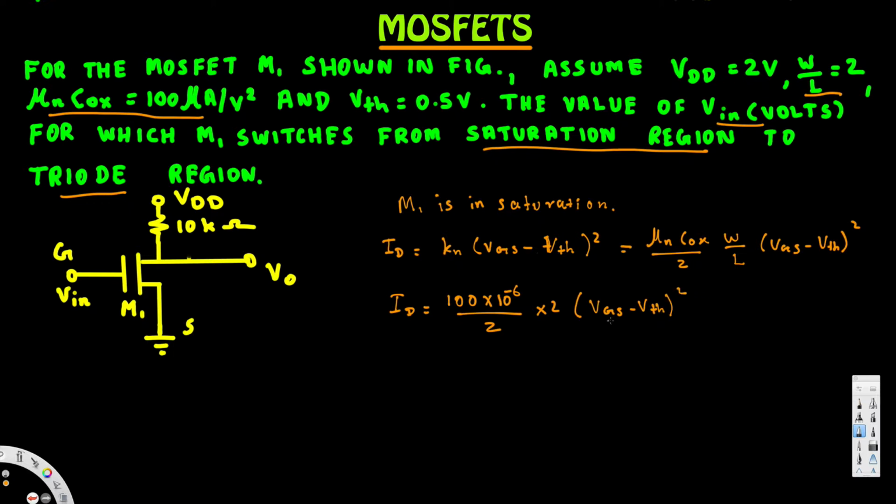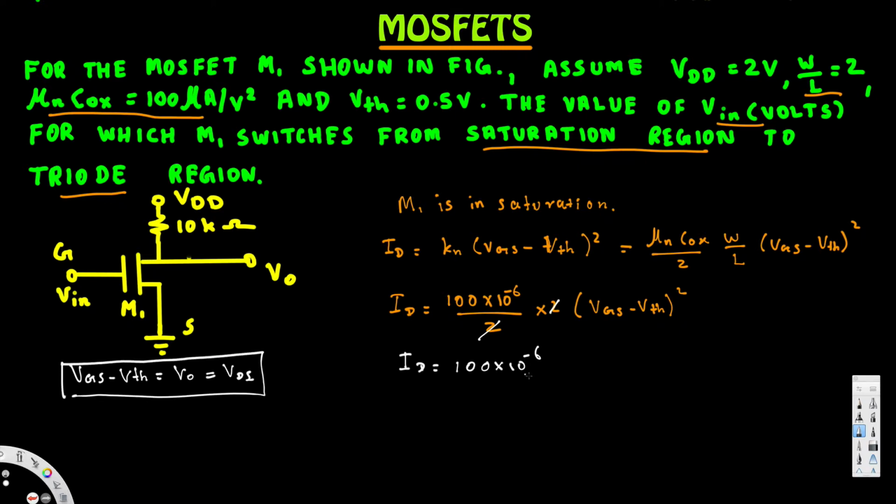Okay, now this VGS minus V threshold is nothing but this V output, or in other words we can say VDS. So let's equate that: VGS minus V threshold is equal to VO, which is equal to VDS. Now instead of writing it like this, we can write it in terms of VO. Here also this 2 cancels. We are only left with 100 times 10 to the power of minus 6. Instead of VGS minus V threshold, I replace that with VO, because VGS minus V threshold is equal to VO. So VO squared.